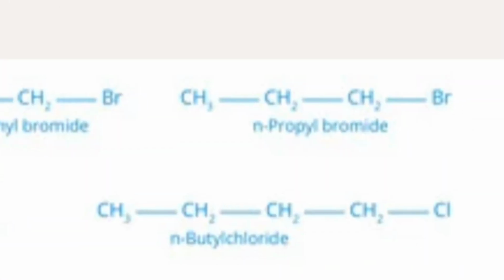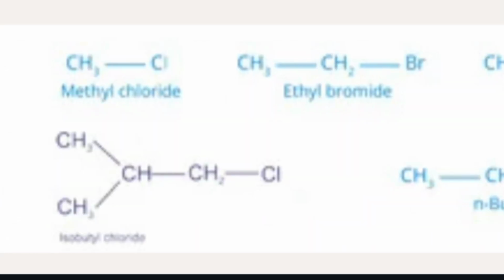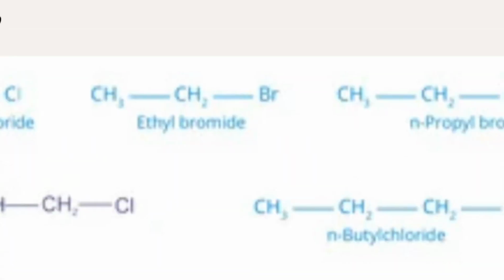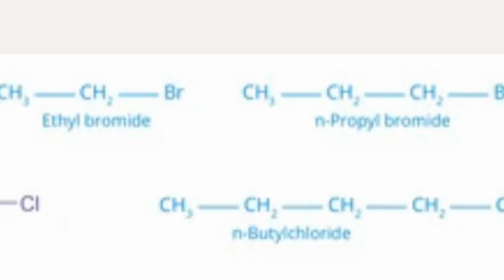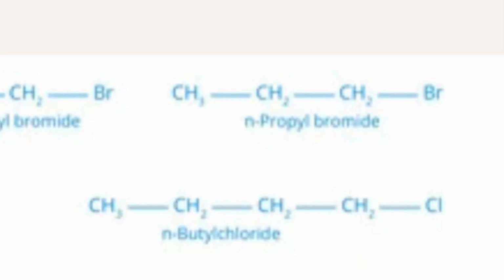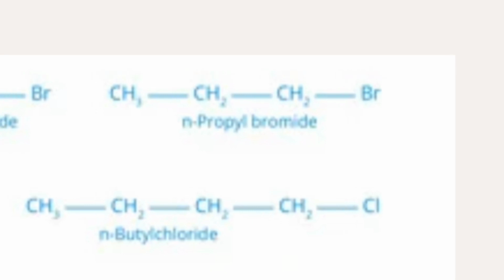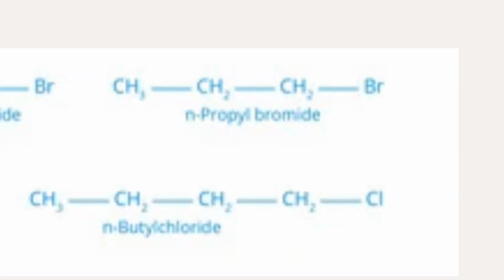In the previous example you saw 4 carbon atoms with a branch. But in the second example, there are 4 carbon atoms attached end to end, and this is a normal chain. This normal chain is attached to the chloro group, and this compound will be named n-butyl chloride.